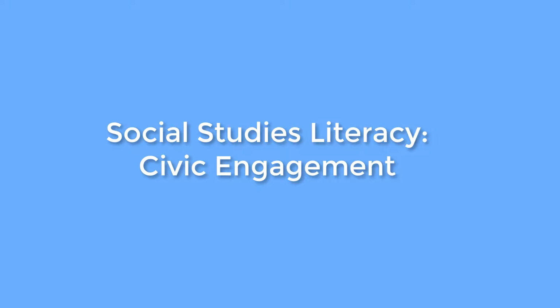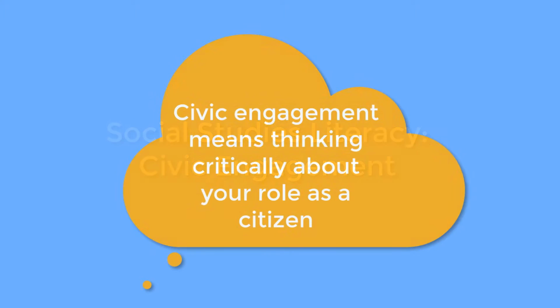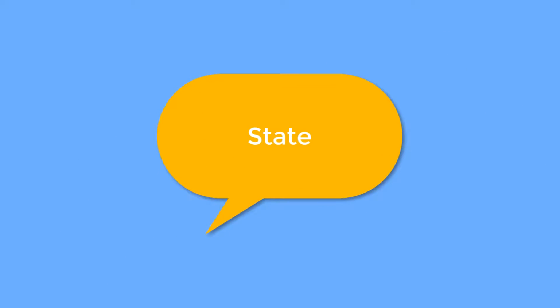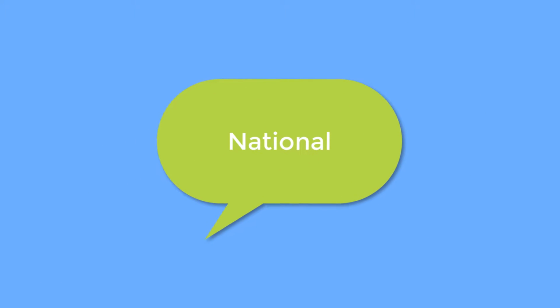Today we'll be talking about social studies literacy, specifically civic engagement. Civic engagement means thinking critically about your role as a citizen. Locally, in your own city and county, in your state, on a national level, and finally, thinking about your role as a citizen of the world.